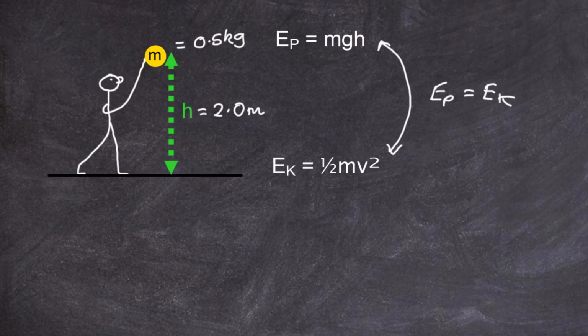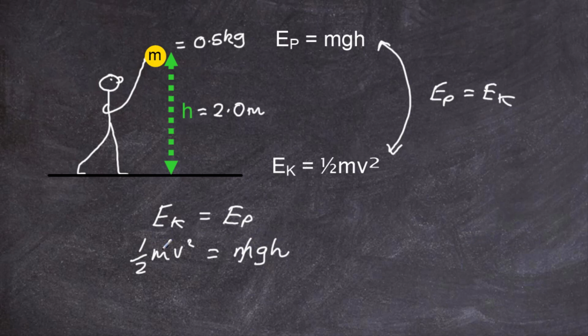So remember, we have to find the speed of the ball at the bottom. So let's work it out in terms of algebra and put our numbers in. EP we know is equal to EK, so we can also say that EK is equal to EP. I'm choosing EK first because EK has got the v in it. So we keep that on the left hand side: 1/2 mv squared is going to equal mgh.